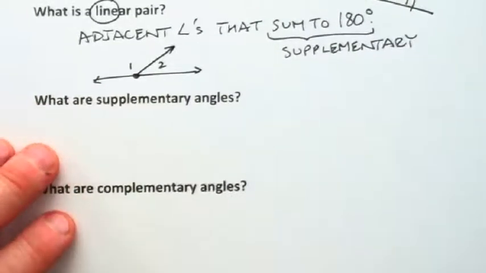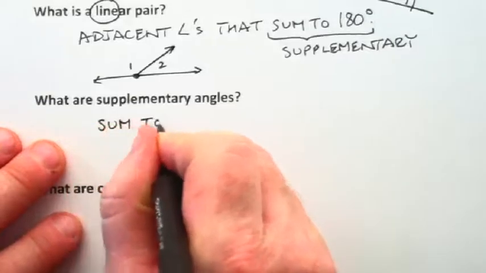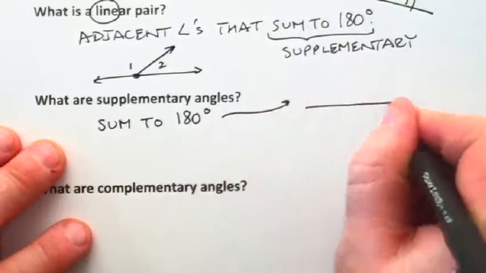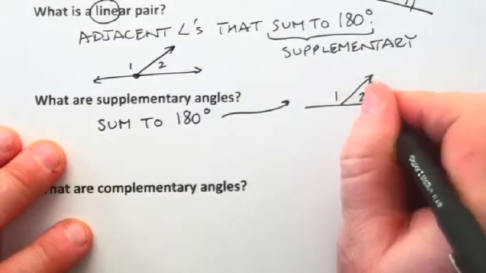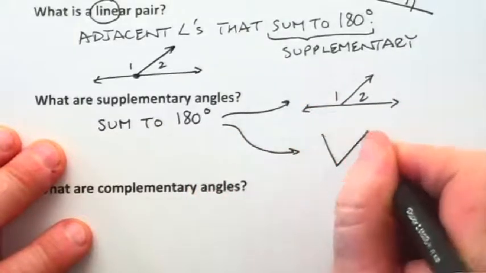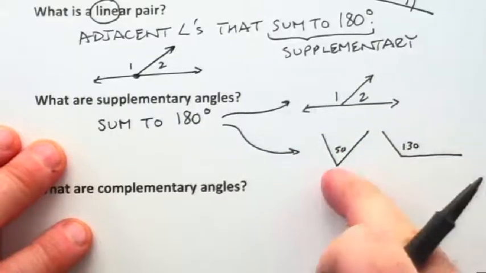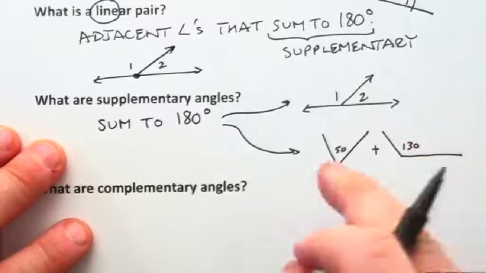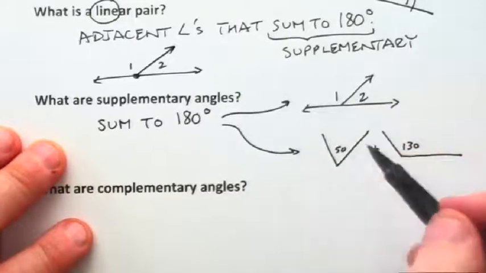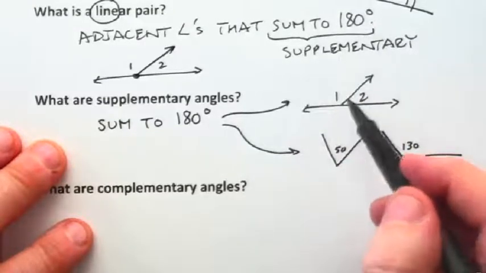So supplement angles, or supplementary angles, are angles that sum to 180 degrees. Now that can look like a linear pair. Linear pairs obviously add up to 180 because they form a line. Or they could just be angles that, let's say this is 50 and let's say this is 130. These are also supplements because together they make 180 degrees. They do not have to be a linear pair. They do not have to be adjacent. They can be separated. All linear pairs are supplement angles though, because they all add to 180.